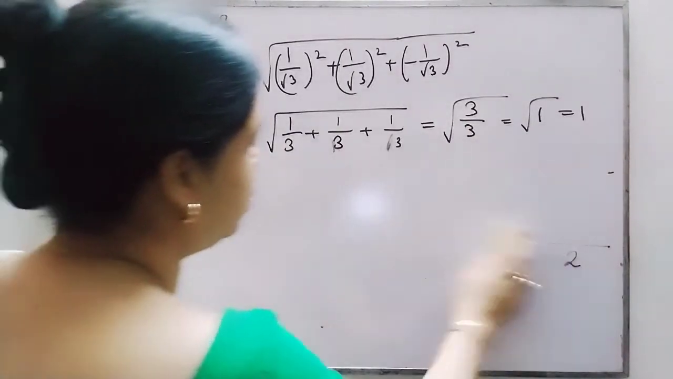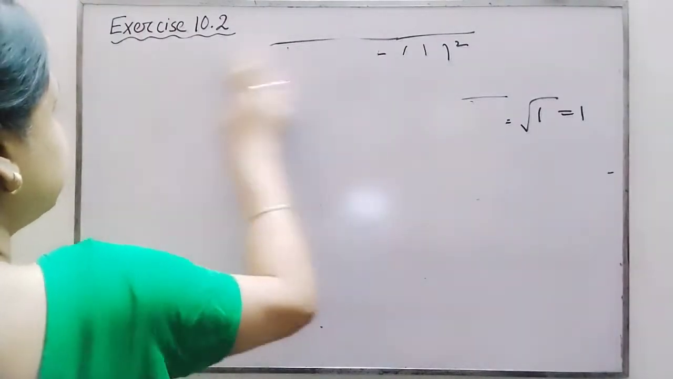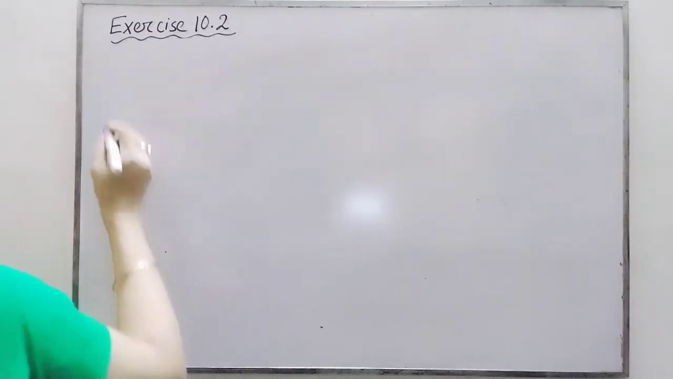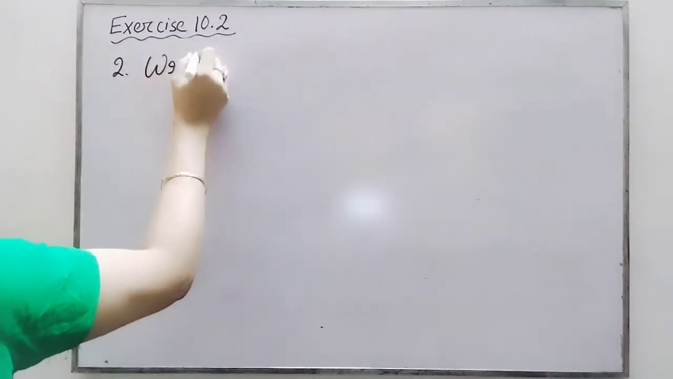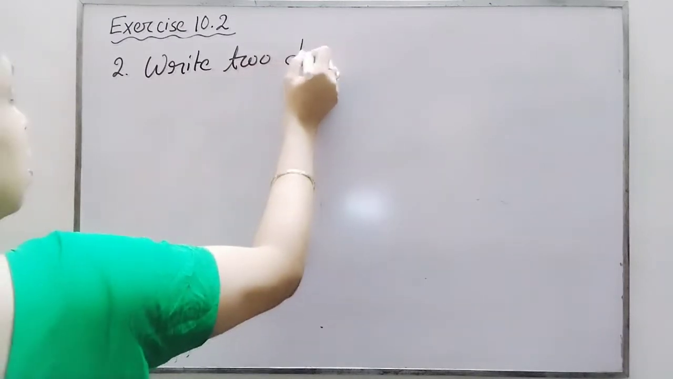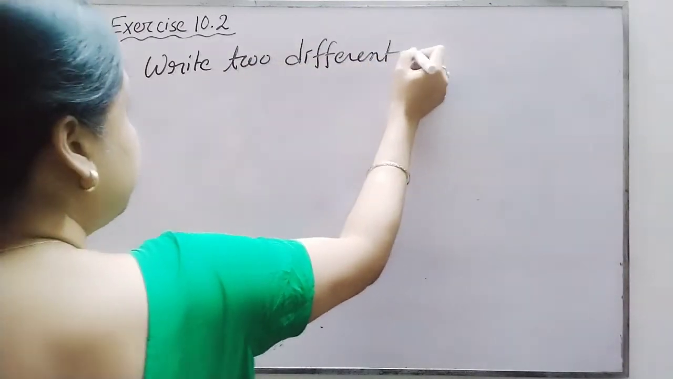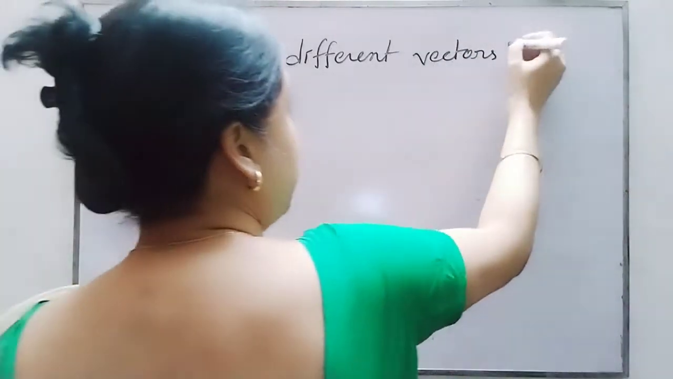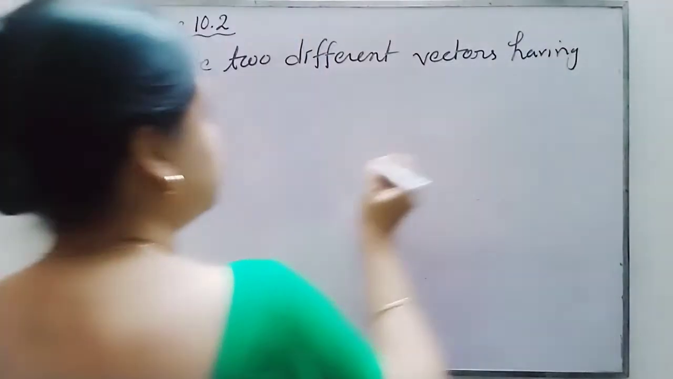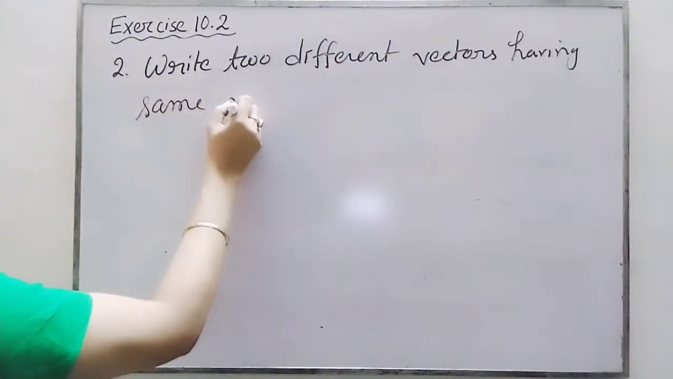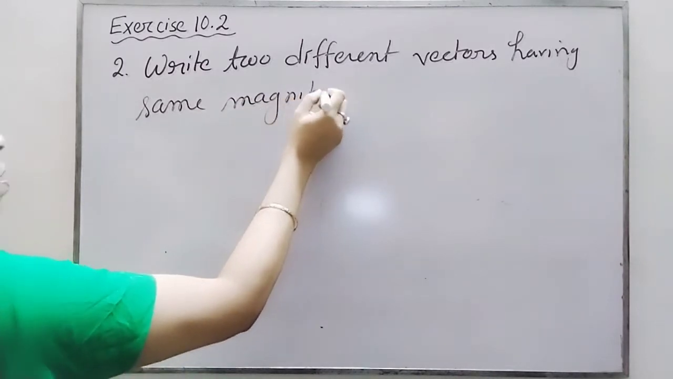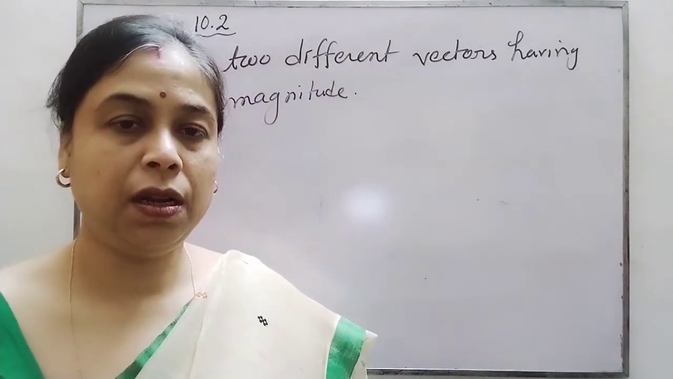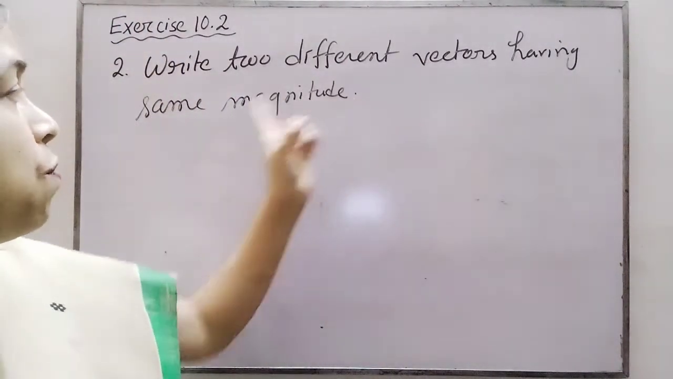Okay, so this is the procedure of doing this first question. Now I go to question number 2. First let me write down the question. Your second question is: write two different vectors having same magnitude. So you see, actually you have to simply give an example of two different vectors which have the same magnitude.